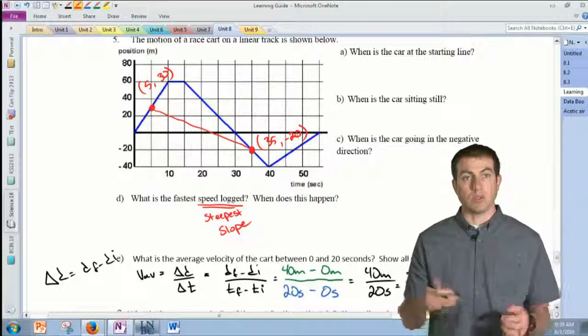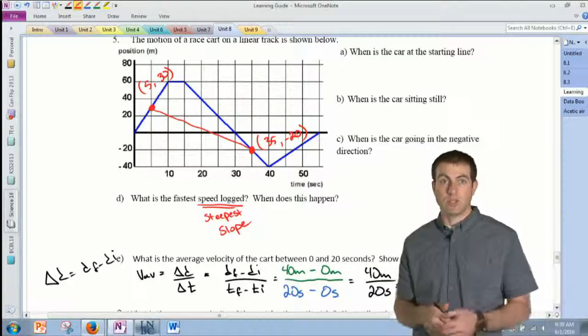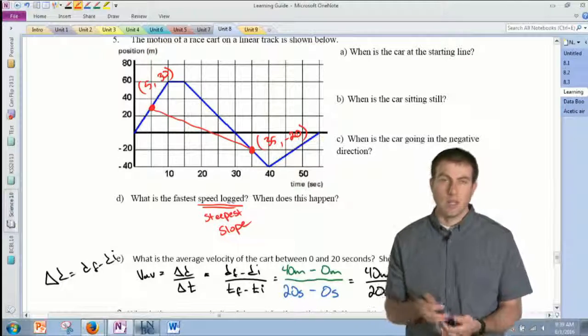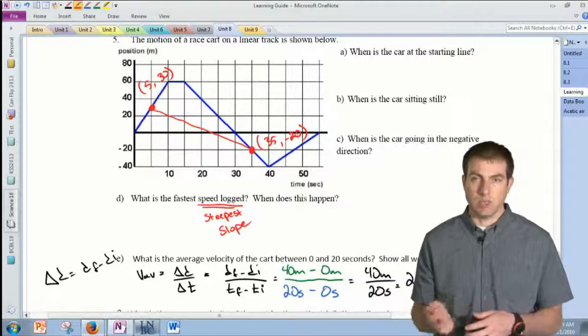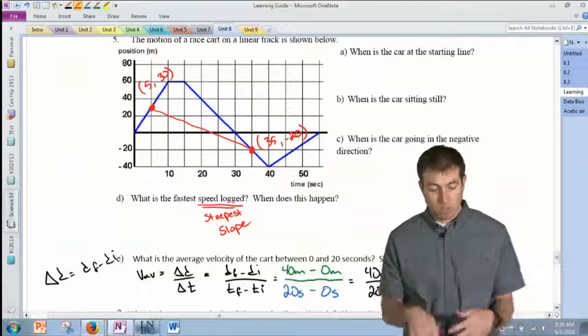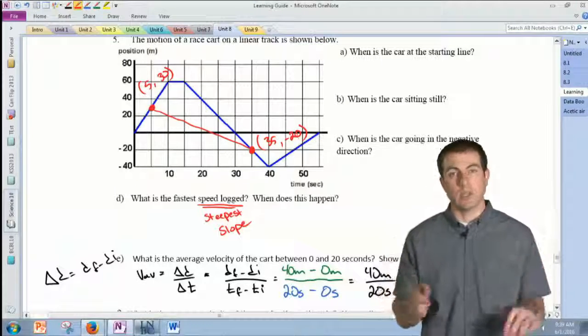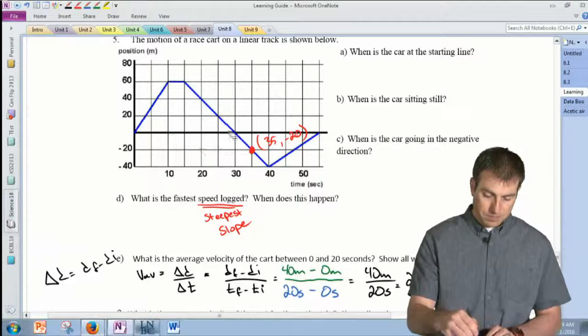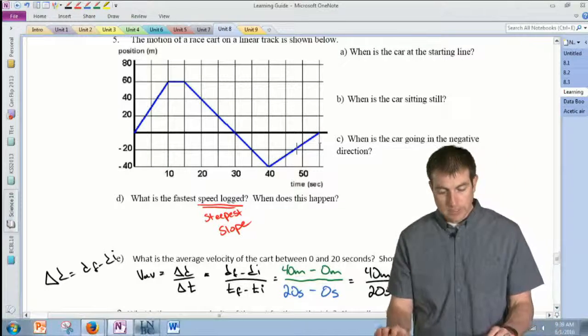And I would do the same process: y2 minus y1 over x2 minus x1, or in this case, d2 minus d1 over t2 minus t1, to find the slope. That's the average velocity between those two points. So you can do it for any two points on the graph.